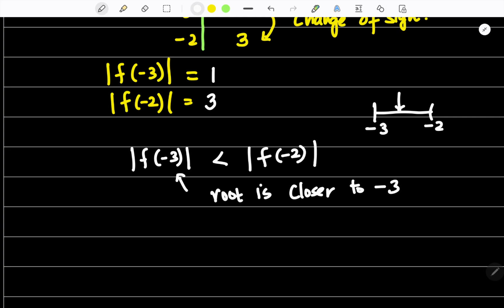In between, I told you, if the root is closer to the bigger number, take the middle point, otherwise take that as the starting point. So what is that? The initial approximation is minus 2.5. So take the initial approximation as x naught equal to negative 2.5.